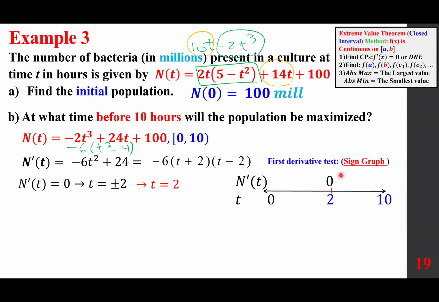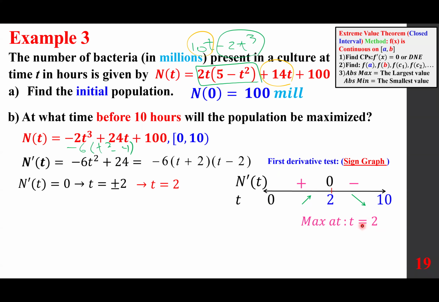At 2, n prime becomes 0. So if you pick a test point, and actually you can use even 0 and 10 as test points. If you plug in 0, you get positive, 10, you get negative. So positive, negative, and we throw in the arrows. Positive means increasing, negative means decreasing. And because it changes from increasing to decreasing, then it must be a local max. And in this case, it will be an absolute max.